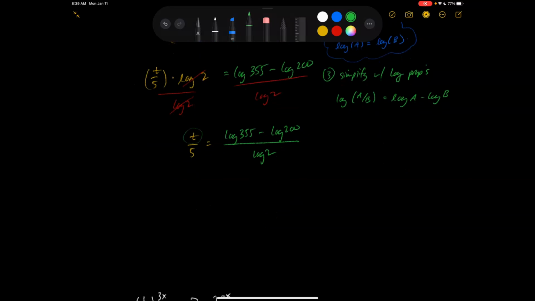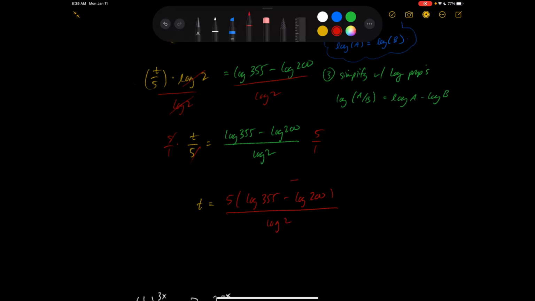And then we don't want t over 5 equals something. We want t equals something. So what do we do? We multiply both sides by 5 over 1, so that these cancel, and we're left with t equals 5 times log 355 minus log 200, all over log of 2.